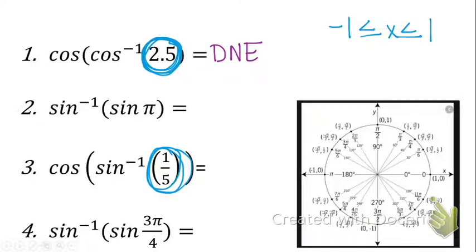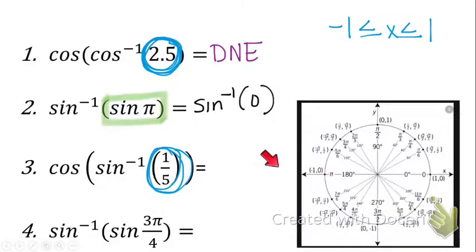Okay, let's look at number 2. So number 2 is asking first for the sine of pi. So this is pi right here. Sine is 0. Okay, so the inverse sine of 0. Now keep in mind, pi is not within my restriction of negative 90 to 90. So first we figured out what the sine of pi was. The sine of pi is 0.